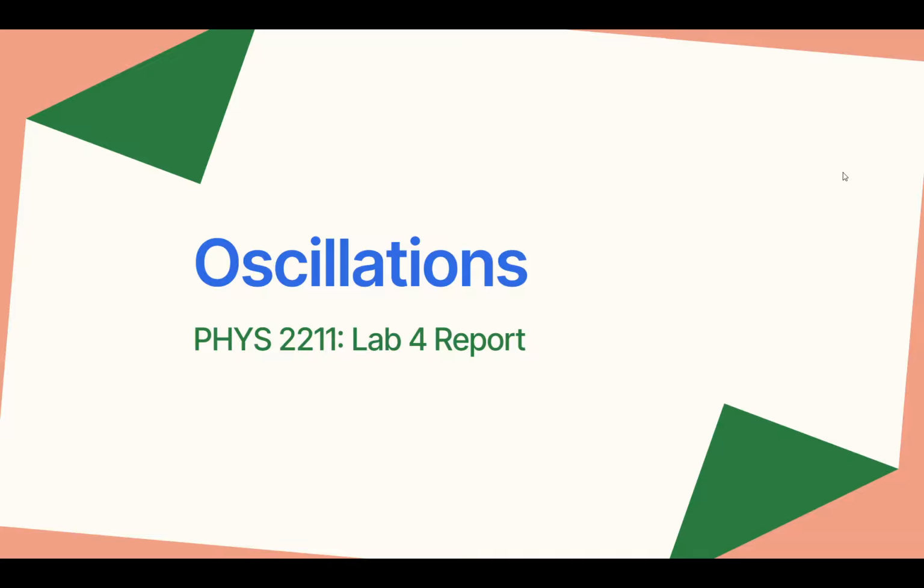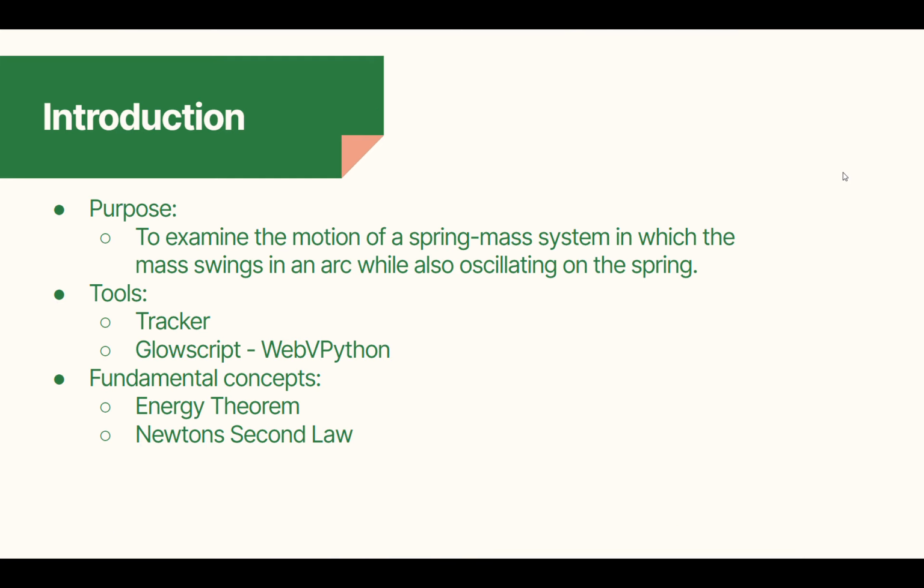This is my report on Lab 4. The purpose of this laboratory experiment is to examine the motion of a spring mass system in which the mass swings in an arc while also oscillating on the spring.